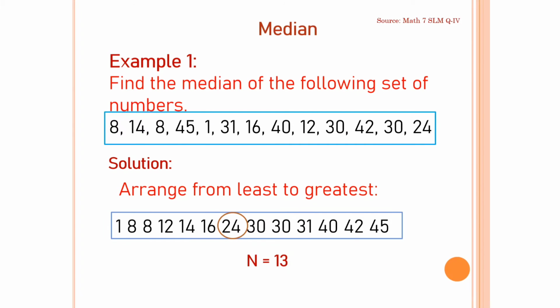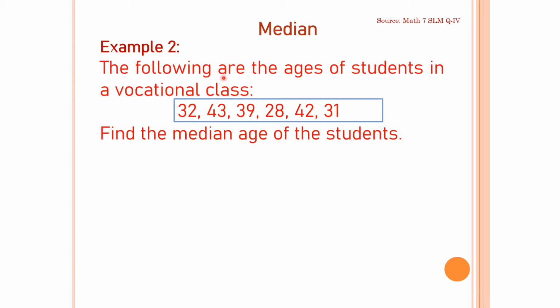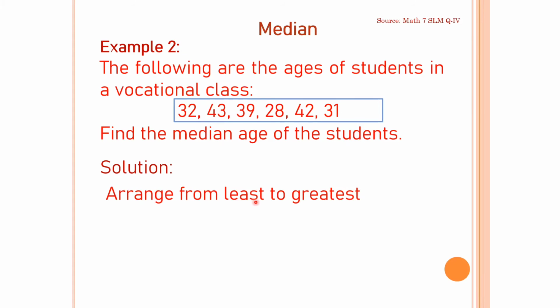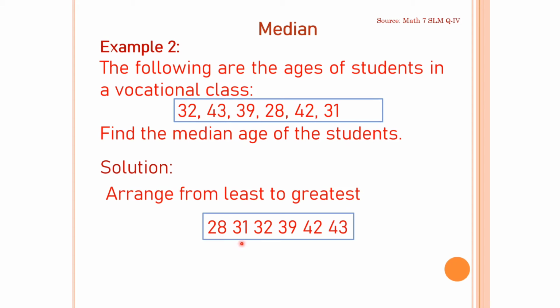Let us take another example. The following are the ages of students in a vocational class. You have 32, 43, 39, 28, 42, and 31. Find the median age of the students. Solution: arrange the values from least to greatest. So we have 28, 31, 32, 39, 42, and 43. In this example, the number of values is 6.